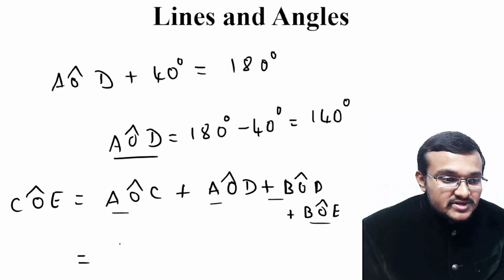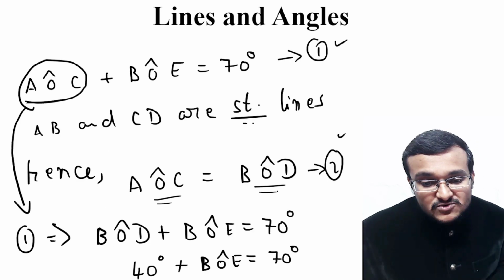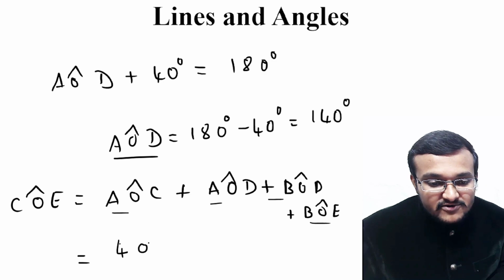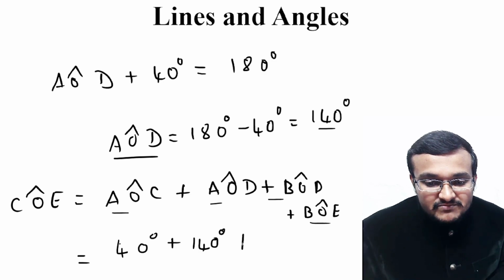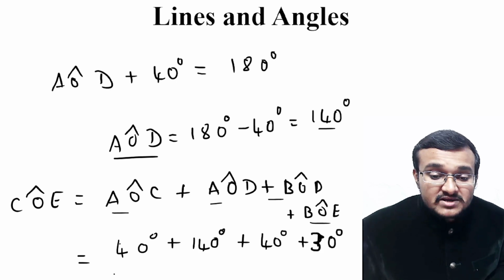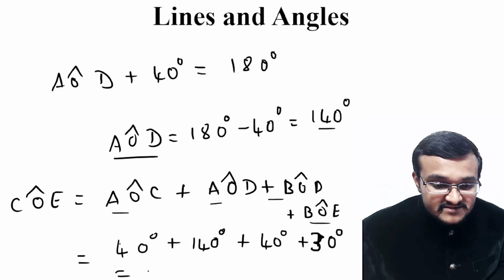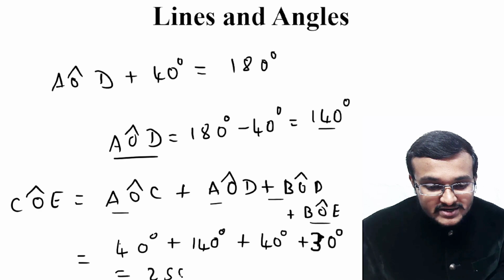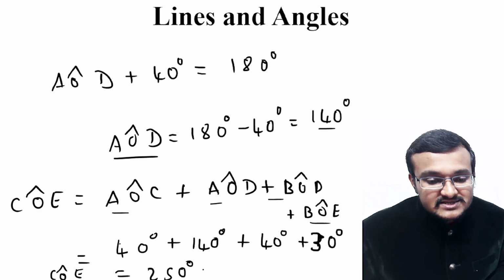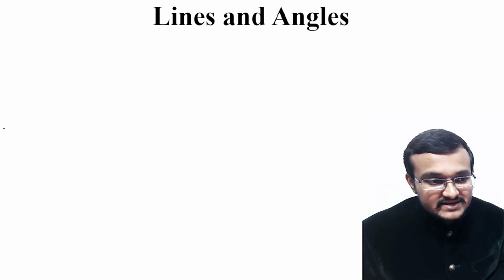What is AOC? We have seen AOC is equal to BOD, and BOD is 40 degree. So AOC will also be 40 degree, plus AOD, which we have calculated, is 140 degree, plus BOD is 40 degree, plus BOE, which we also calculated, is 30 degree. 40 plus 40 is 80. 80 plus 30 is 110 degree. 110 plus 140 is equal to 250 degree. So the angle COE is equal to 250 degree.